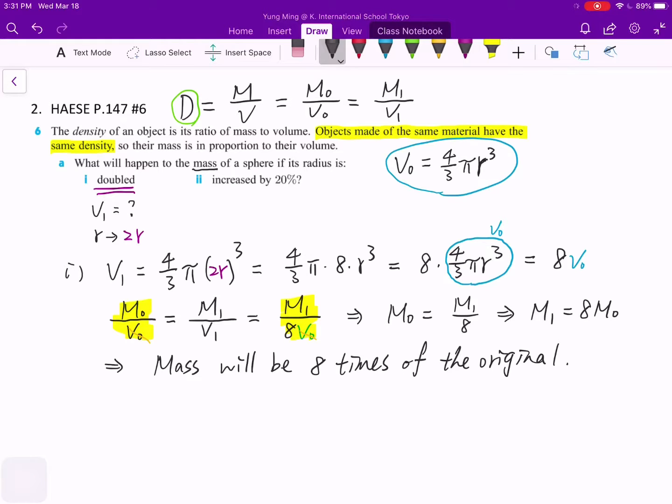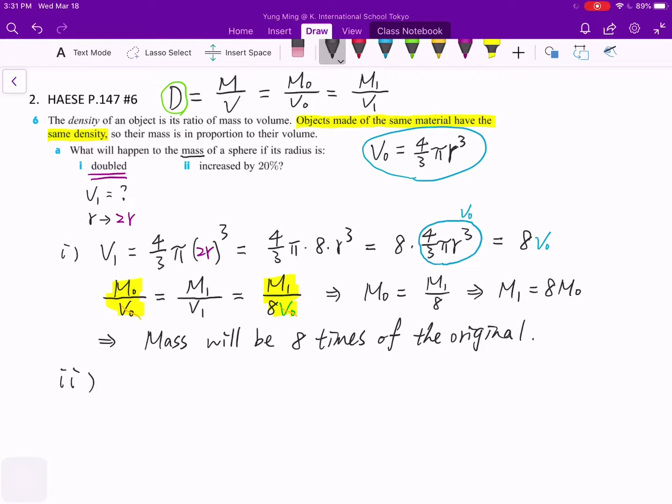So that's part 1. Part 2 is pretty much similar, except the number is a little bit tricky now. We are going to find out what happened to our volume first, and then we're going to talk about mass later. So what happened to our volume? First of all, our radius is increased by 20%. If you increase by 20%, that means you are 1.2 times yourself.